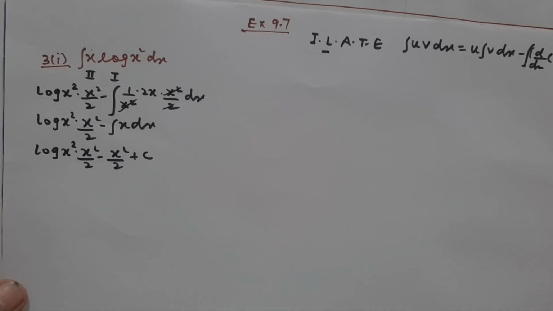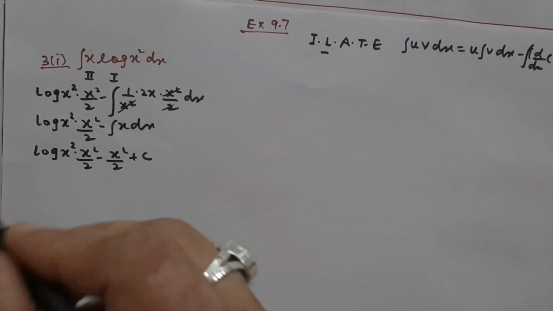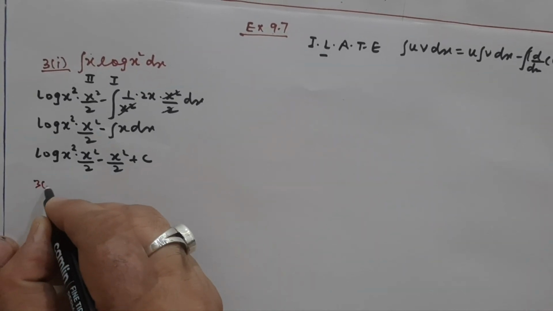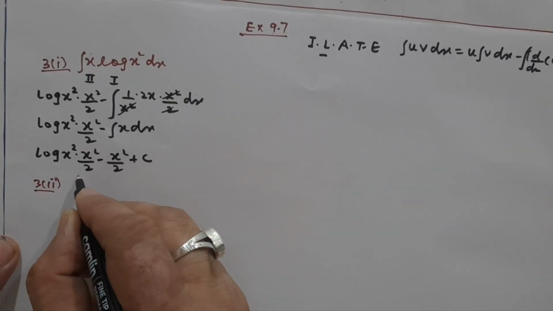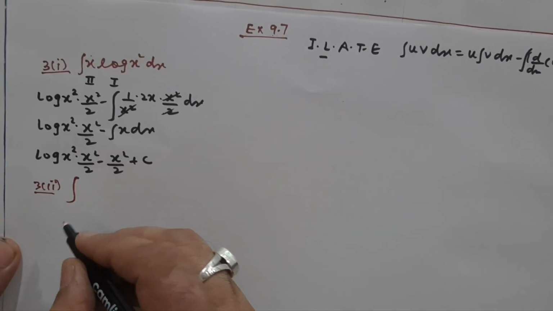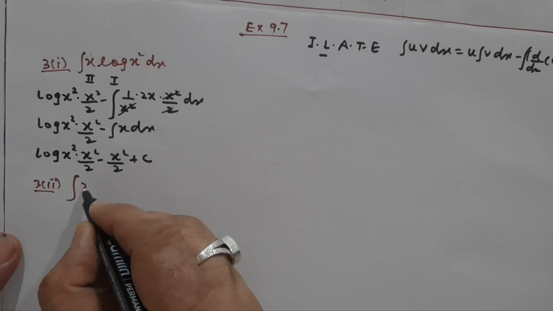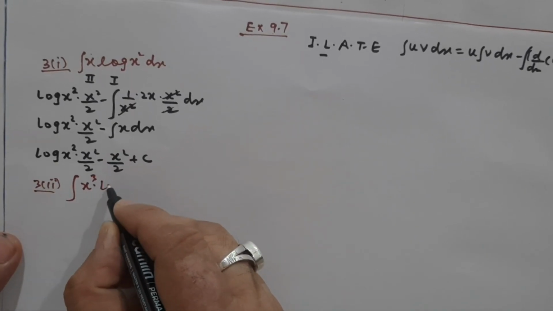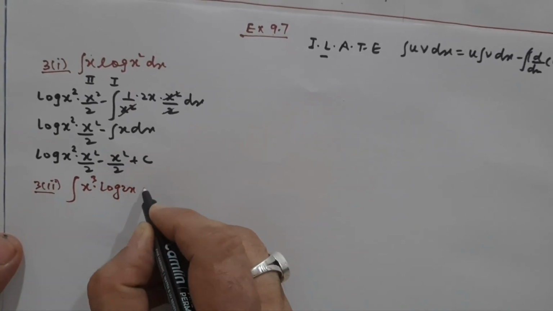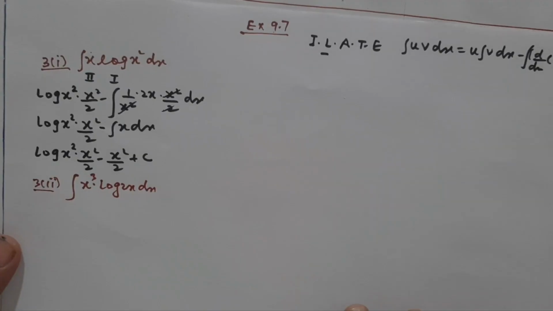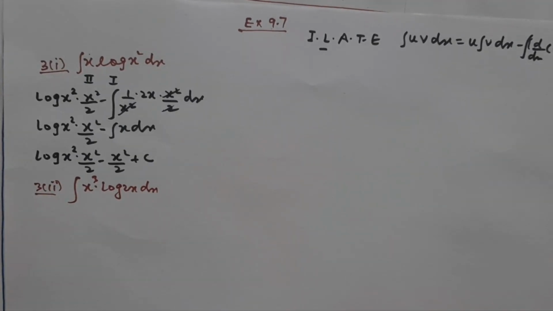So this is the solution of the first part. In the same way we can do the second part also. The second part is integral of x cube log 2x. Now let us do this question: x cube log 2x dx.